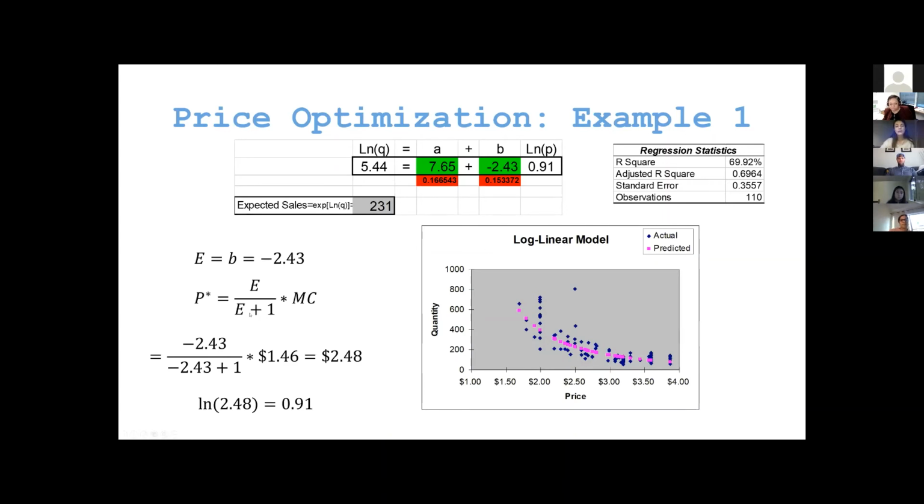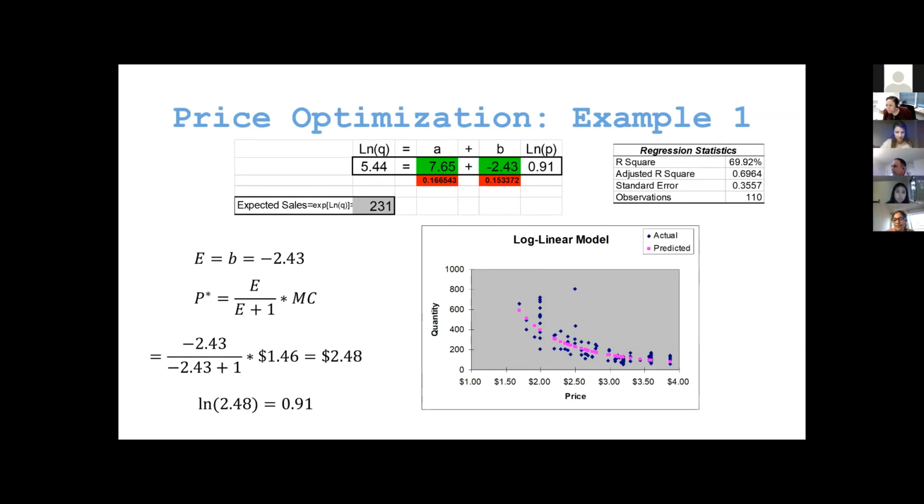This answers that question because the optimal price is represented by P star. And by the way, when I use a star on some kind of variable, that means optimal. So the optimal price, P star, is equal to the elasticity divided by 1 plus the elasticity, multiplied by the marginal cost. This is an estimate of what the optimal price is. Other questions?